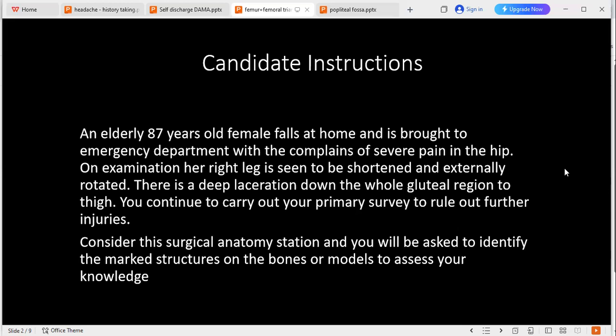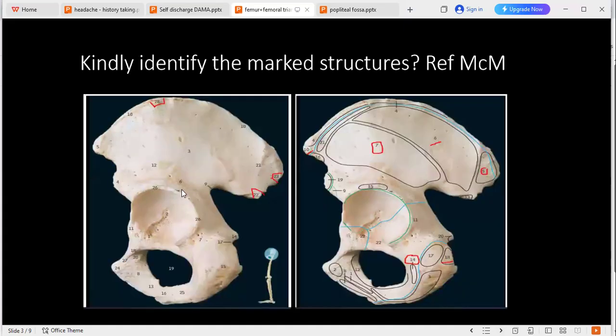Okay, if you've read and understood, considering this history taking station, please help me and tell me which bone you are looking at here on the left hand side. Hip bone. Okay, how is this hip bone formed?